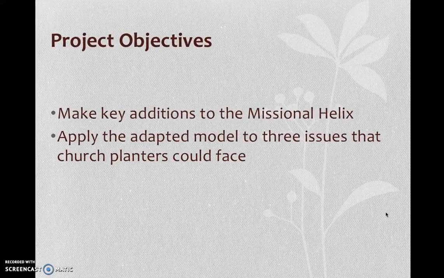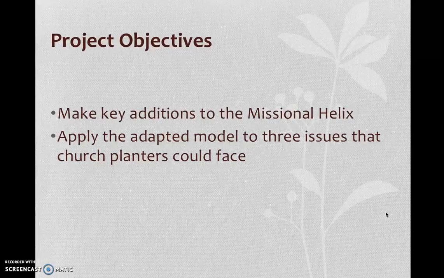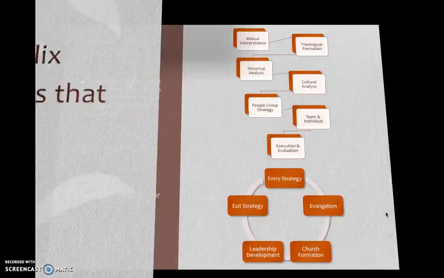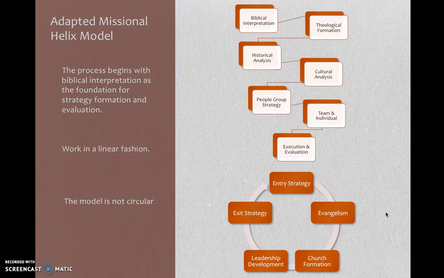All right, so with the strengths and weaknesses in mind, here's the project objective. We'll make key additions to the Missional Helix, and we'll apply the adapted model to 3 issues that church planners could face. These are just going to be hypotheticals that will allow us to show how the model works. All right, so first let's take a look at the model, and then we'll apply it to the 3 hypothetical situations. Up here you can see that we added biblical interpretation.